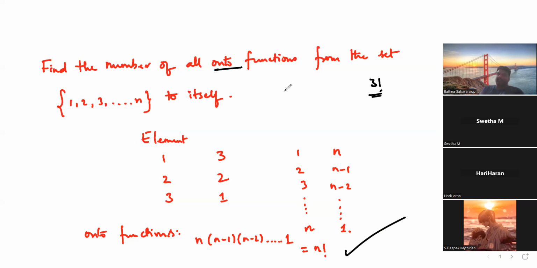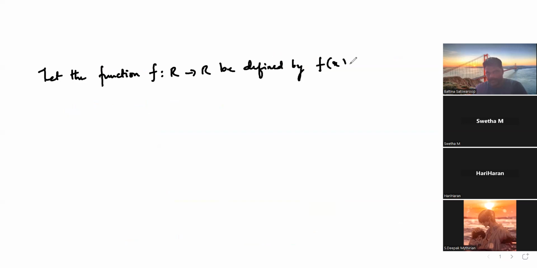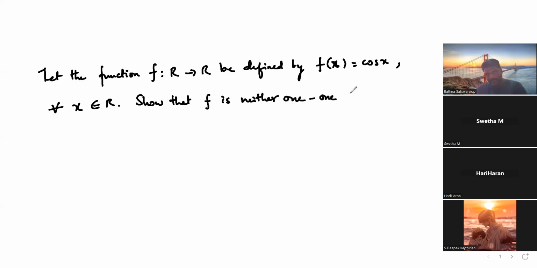NCERT question only, sir. Next one. Let the function f from R to R be defined by f of x equals cos x for all x belongs to R. Show that f is neither 1-to-1 nor onto. They are saying neither 1-to-1 nor onto.